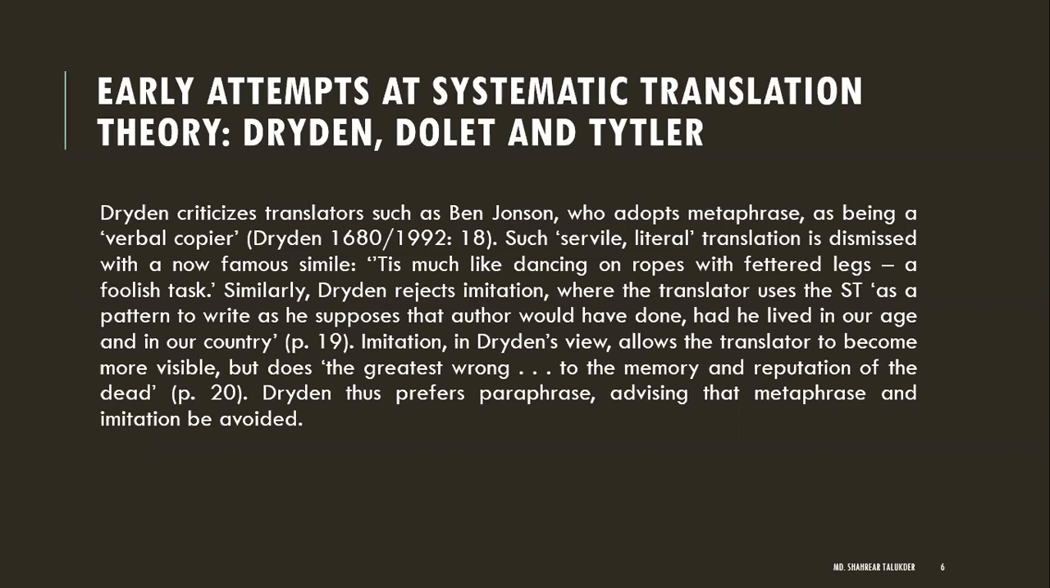It is much like dancing on ropes with fettered legs, a foolish task. I don't know whether actually you have got it, but I will make it simple for you. Here it says that Dryden, actually he didn't like this word for word translation. Okay? John Dryden didn't like the idea of translating word for word. He didn't like it. Understood?